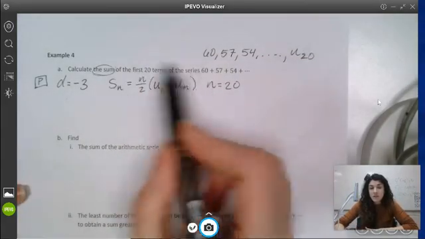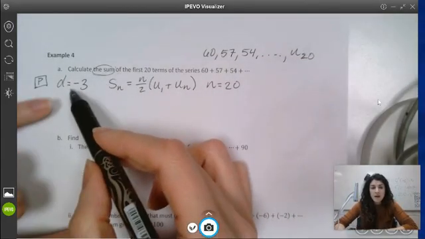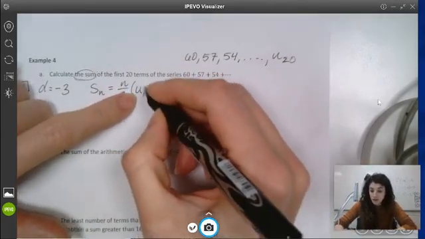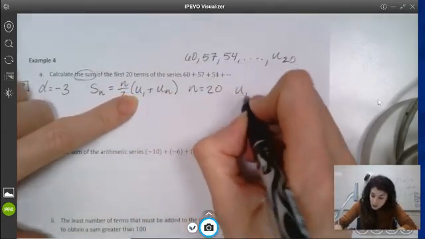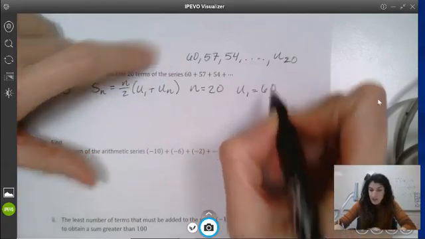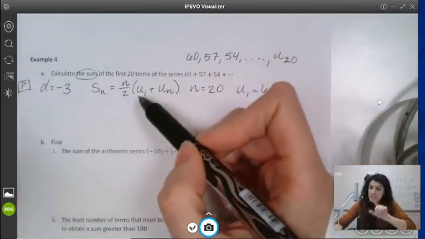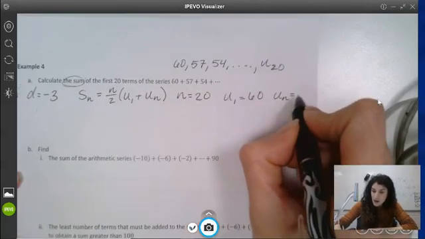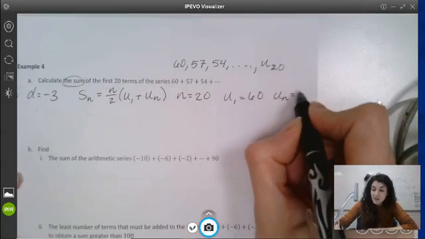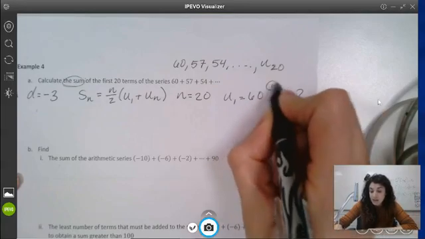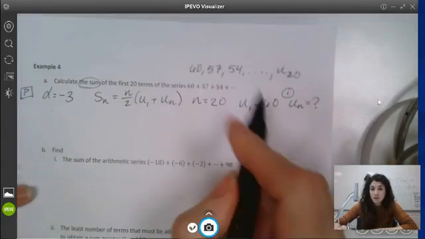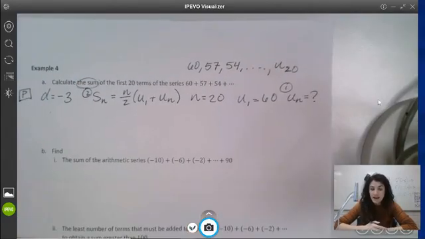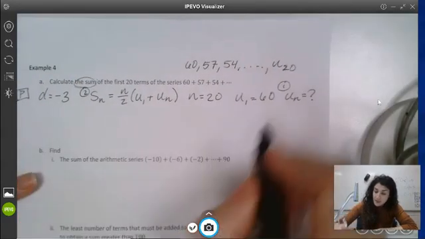Looking at the formula that's going to give us the sum, we have a common difference. We have our first term here. It's like a recipe, right? Your recipe calls for u sub 1. What is u sub 1? Oh, well, it's 60. We have n. The thing is we don't have u sub n. And this is where we say, oh, okay, I need to find that. I probably should find that first, and then once I have that, I can find the sum.